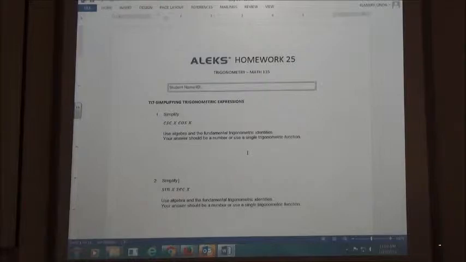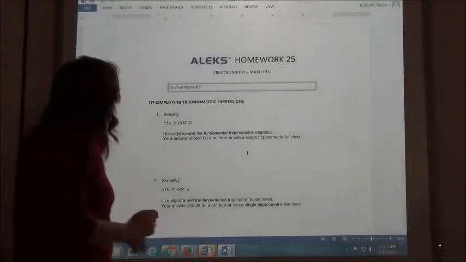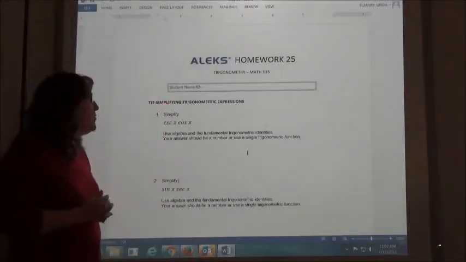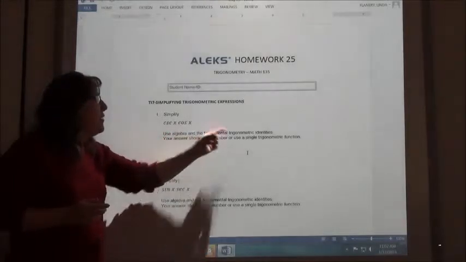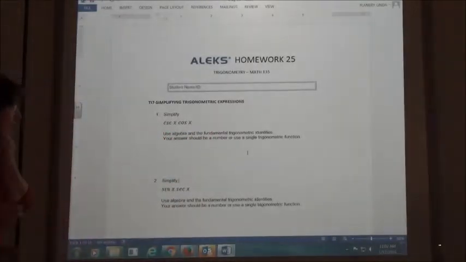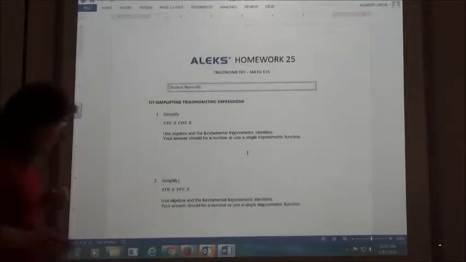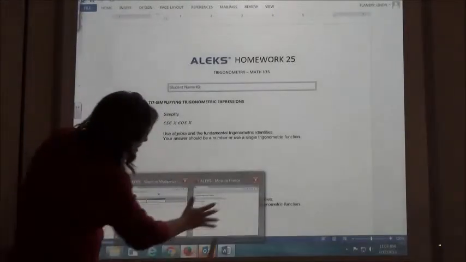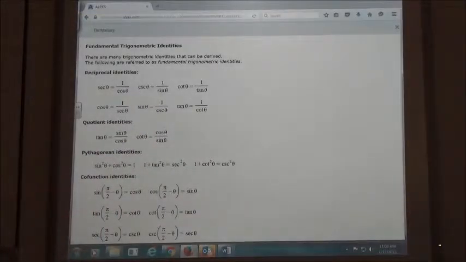All right, homework 25 is simplifying trigonometric expressions using algebra and the fundamental trigonometric identities. On my note sheet you will have the identities. I'm going to bring up the list here from Alex.